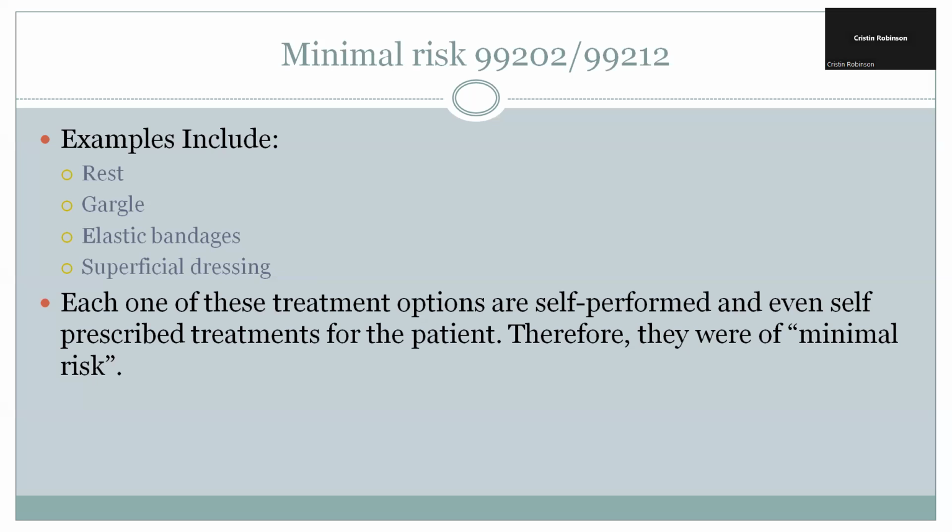So let's break it down. Minimal risk. This is going to be, for example, on the new side and the established side, so you have your 99202 and your 99212. These examples for minimal risk would include recommending rest, gargles, elastic bandages, or superficial dressings. Each one of these options are self-performed and even self-prescribed treatments for the patient. Therefore, they are minimal risk.